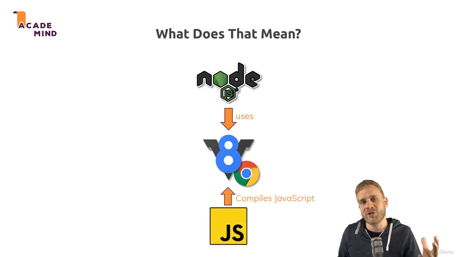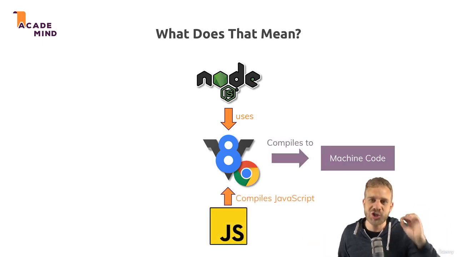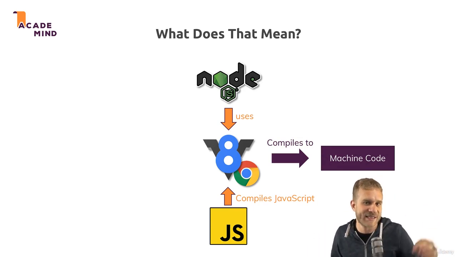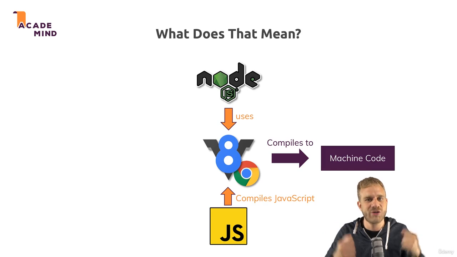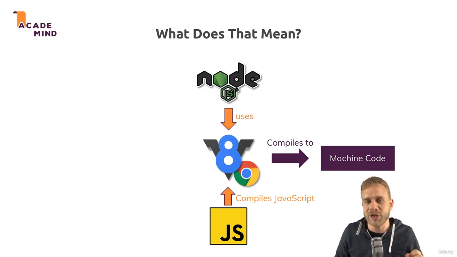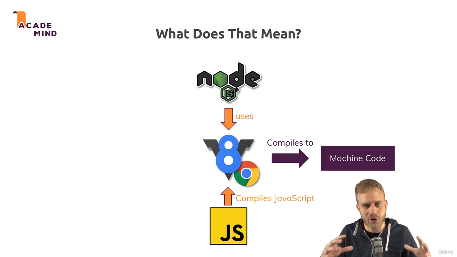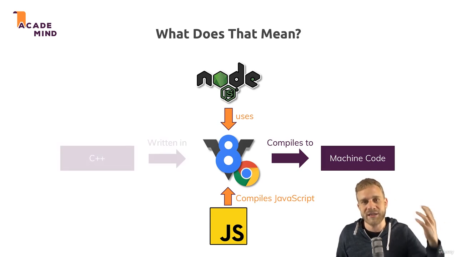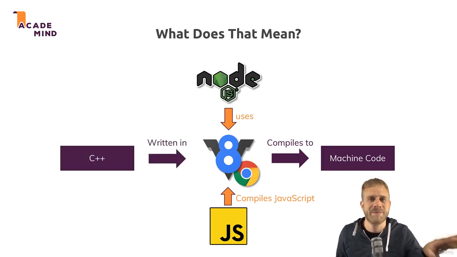It takes that JavaScript code and compiles it to machine code. And this is what your browser does too, what V8 does in your browser. It does take your JavaScript code and compile it to machine code, because that is the code that runs ultimately on your computer and that can be handled efficiently. Now, this is done by V8. V8 itself is written in C++, but that doesn't really matter too much for you.